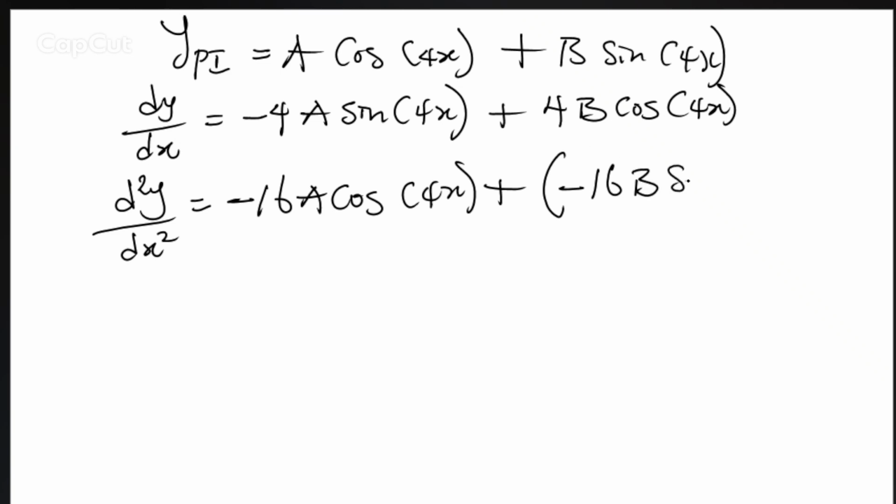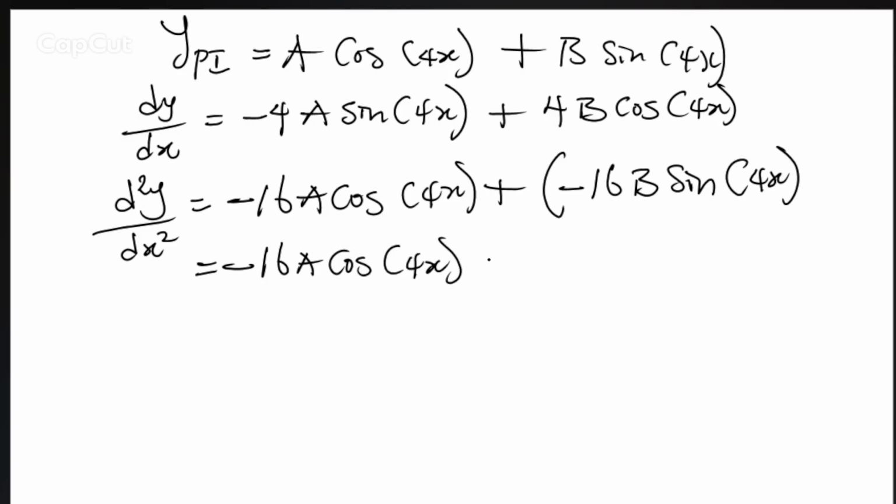b, right? Sine 4x. So if we simplify this further, we'll simply have minus 16a cos 4x minus, we cancel out because minus times plus is minus. So you have minus 16b sine 4x. So you can see that you've gotten a balanced equation as our given differential equation.